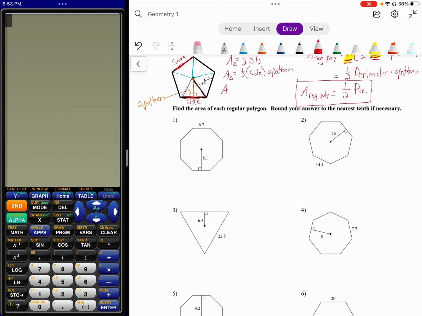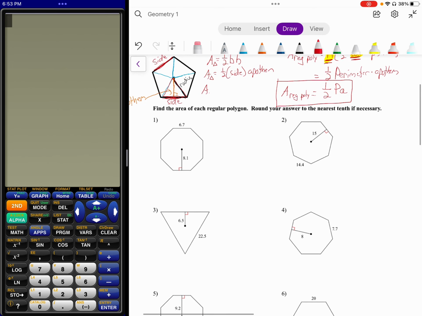All right, example 1 says find the area of each regular polygon. Round your answer to the nearest tenth if necessary. Well, the area of this octagon is going to equal 1/2 perimeter times apothem. Well, we're not given the perimeter. However, we know a side, and we know there's 8 of those sides, so we can do 6.7 times 8. So perimeter is 6.7 times 8.